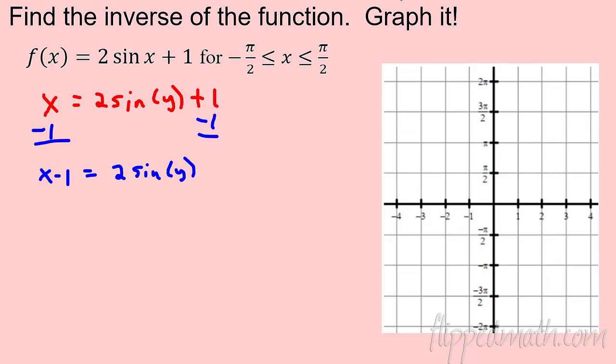I went ahead and put in parentheses. You don't really have to if it's just by itself. How do you solve this? Divide by 2. Divide by 2. So we've got (x minus 1) all over 2 equals what? Equals the sine of y.